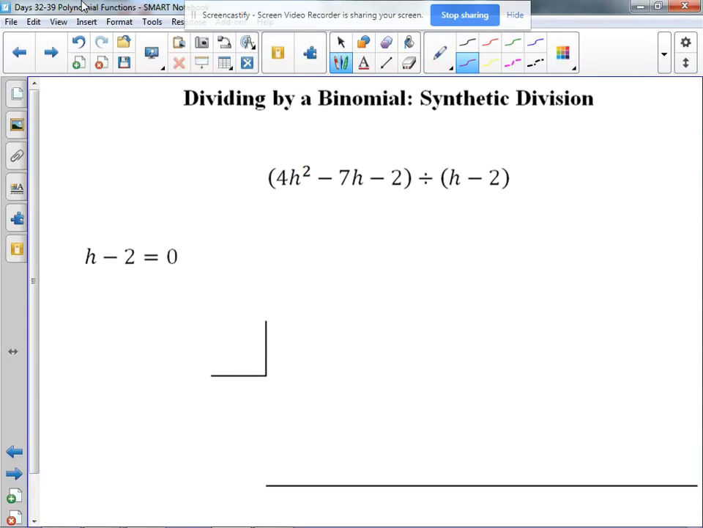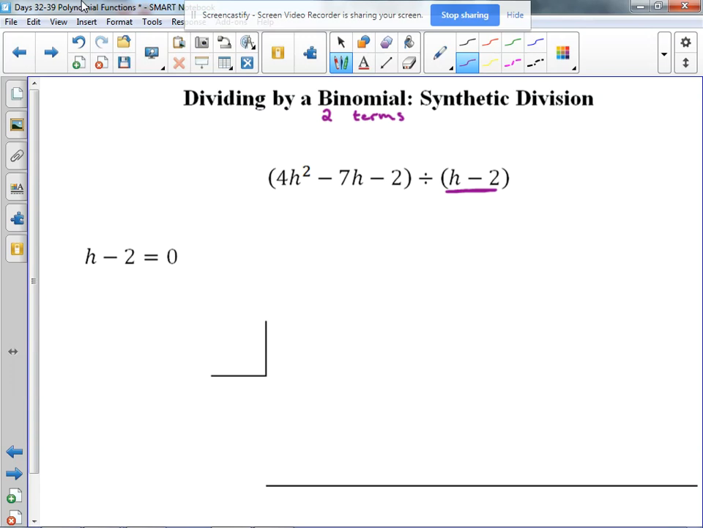by a single term. This time we're going to divide by a binomial, which, let's break that word down. That means two terms. Okay, we talked about trinomials with factoring. A binomial is two terms, so that's referring to, in this first case, that h minus 2. That's what we're dividing by. It's two terms. We use something called synthetic division.